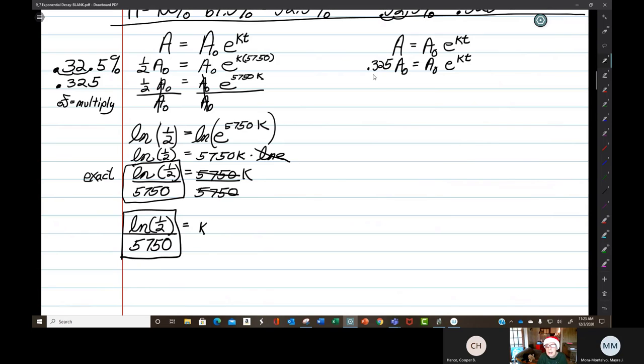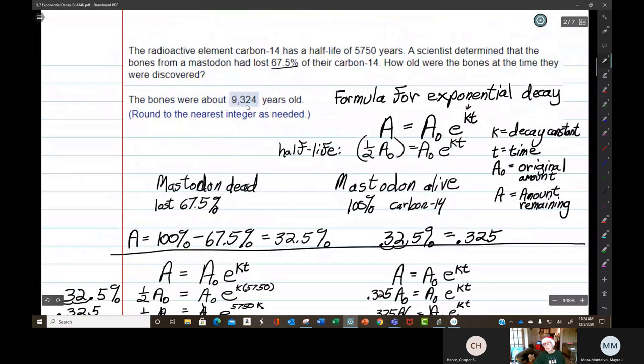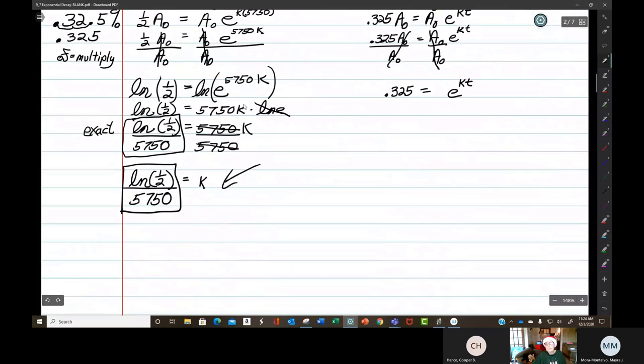So now I've got this. Now, I am going to divide both sides of the equation by the number in front of e, which is A naught. K, we now know, remember, K is down there. We know what it is, so it's not a variable anymore, it's actually a number. Just thought I'd tell you. Okay, the A naughts cancel out. What we're left with is 0.325 equals e to the K, which we know, times T, which we don't know, but that is going to equal, we hope, 9,324. We don't know that yet, though.